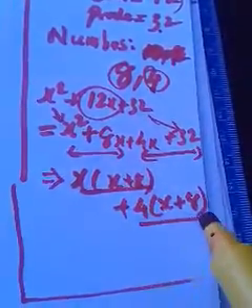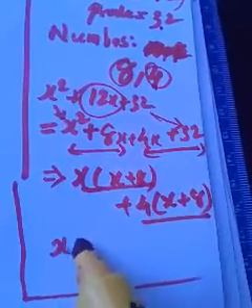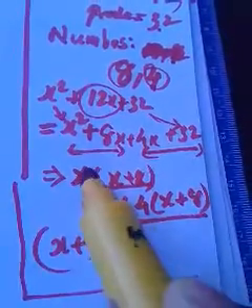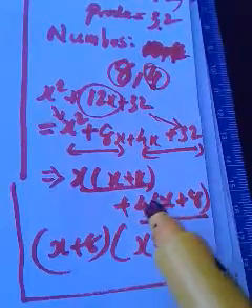Now just see, this is the first term, this is the second term, and what is common in both terms? x plus 8 is common. Take it outside, what will remain? Here x will remain and here 4 will remain.